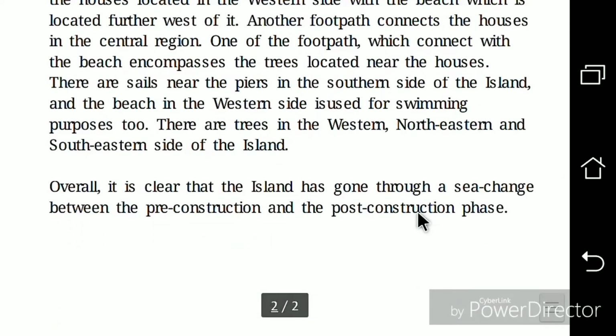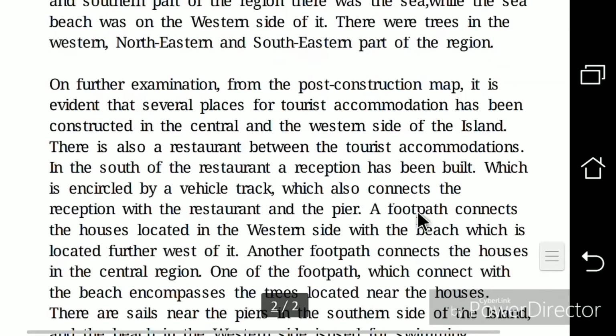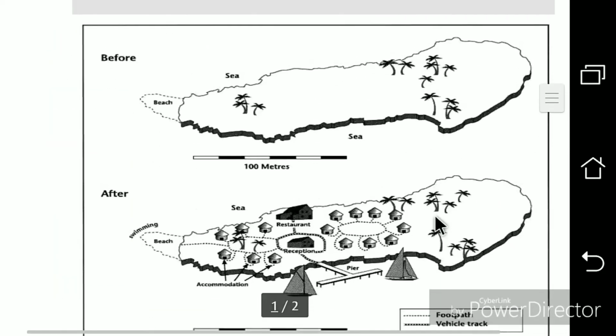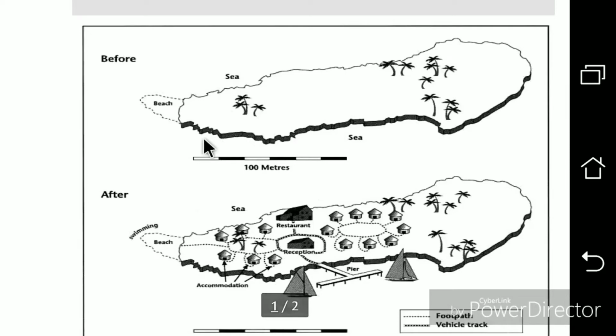And in the overall or the closing paragraph, you can write, overall it is clear that the island has gone through a sea change between the pre-construction and the post-construction phase. So for phase you can use periods or time. Now here you can see that in the before image there was nothing, no accommodations, restaurant or reception. It was just an island.